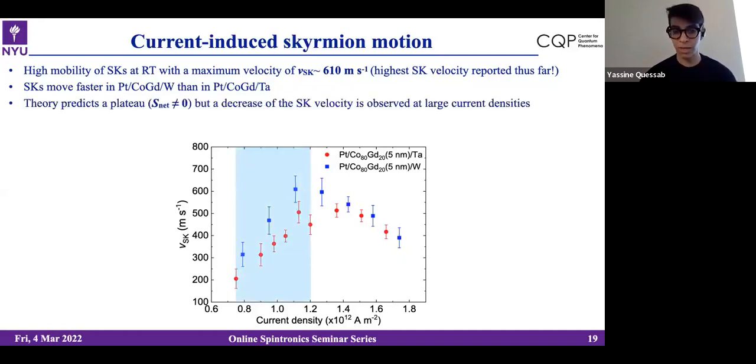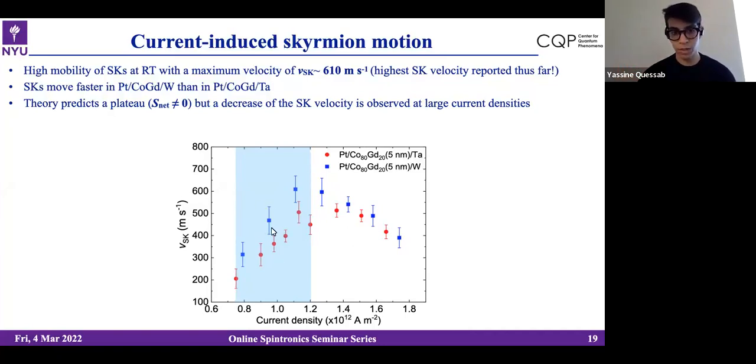And because our sample has a non-vanishing net spin density, we expected to observe a plateau, but the plateau was only short-lived, and we again observe at large current density a decrease of the skyrmion velocity that we attribute to the Joule heating due to the current pulse injection, which would result in an increase of the net spin density because the angular momentum compensation temperature of our film is below room temperature. And when the net spin density goes up, the velocity goes down.